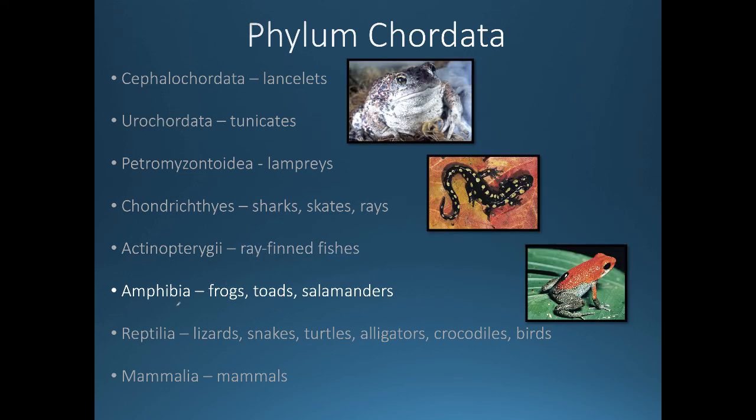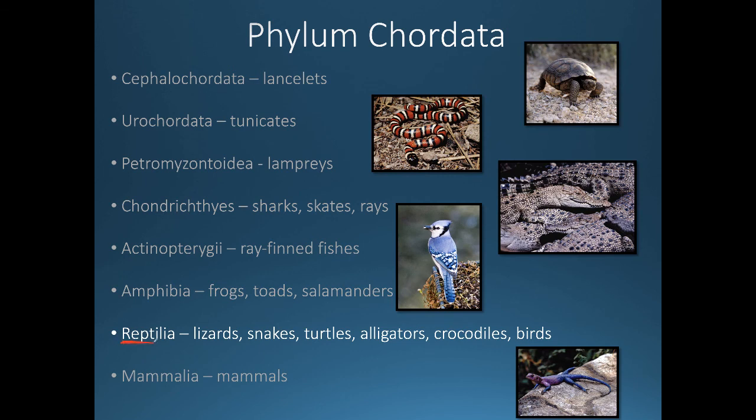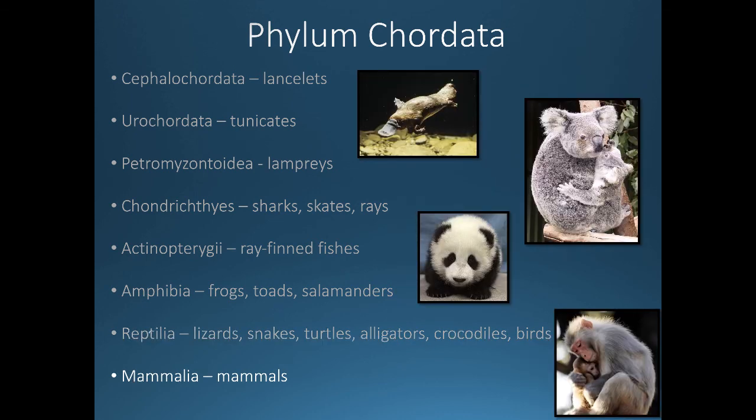You should know amphibians, and you should know that amphibians include organisms like frogs, toads, and salamanders. Next, you should know reptiles, and you should know some examples of reptiles. They include lizards, snakes, turtles, alligators, crocodiles, and birds. And lastly, you should know your home phylum, the mammals. I didn't list examples here, but I'm pretty sure you know several examples. Here, though, of course, we have the panda, the koala, a monkey, and everyone's favorite, the duck-billed platypus. Everyone loves Perry the platypus.